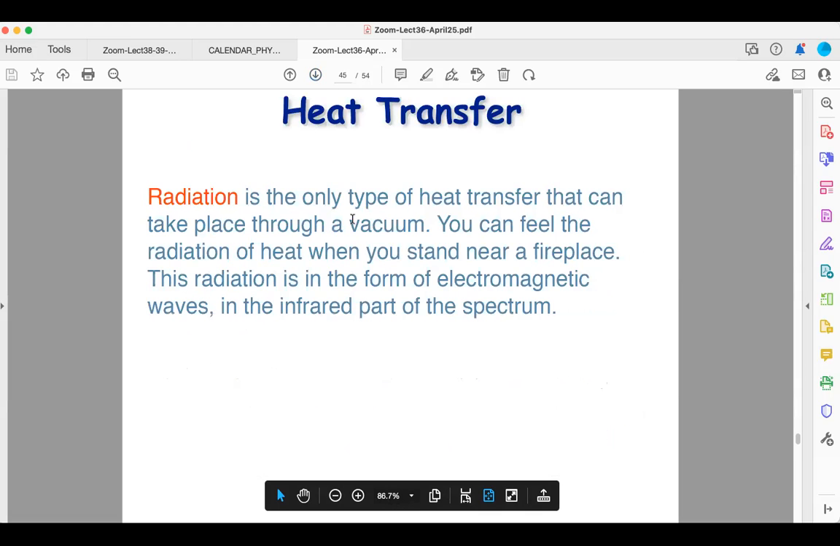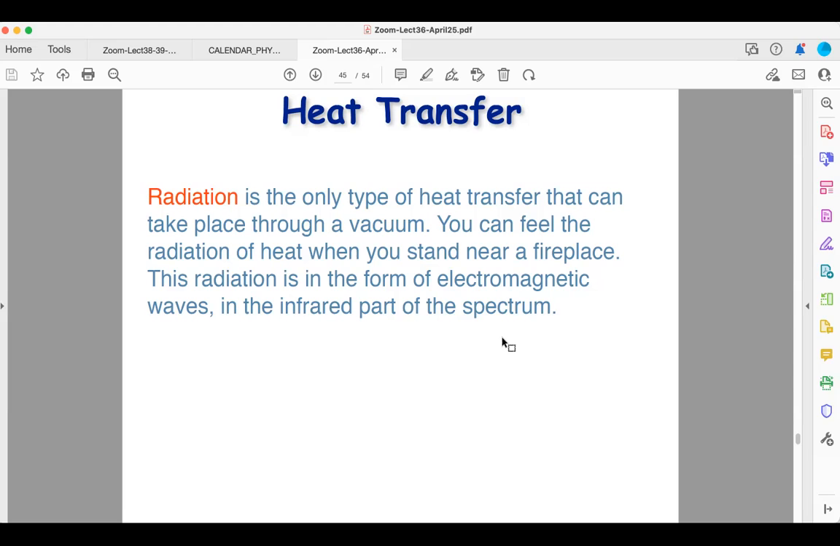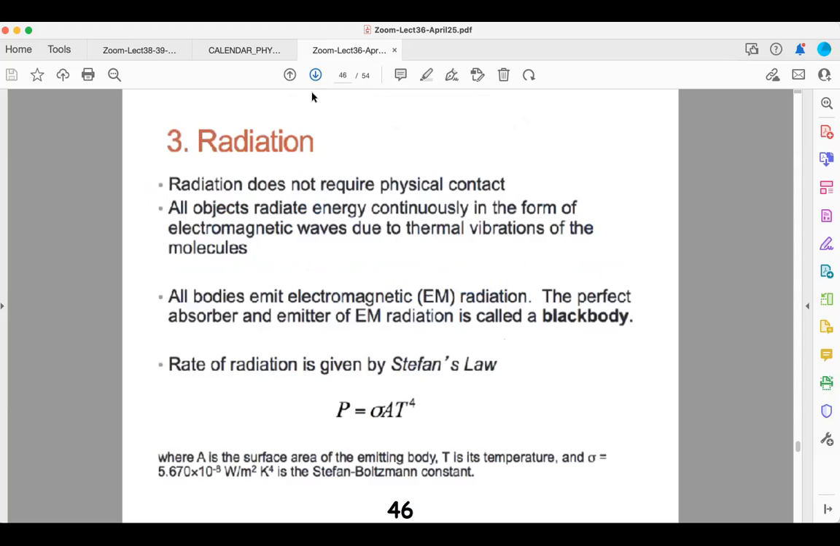Then we have radiation, which is the only type of heat transfer that can take place through a vacuum. So you can feel the radiation when you stand near a fireplace. This radiation is in the form of electromagnetic waves, in the infrared part of the spectrum. So radiation does not require physical contact. All objects radiate energy continuously in the form of electromagnetic waves due to thermal vibration of their molecules, and so they emit electromagnetic radiation. For example, the perfect absorber and emitter is called the black body.